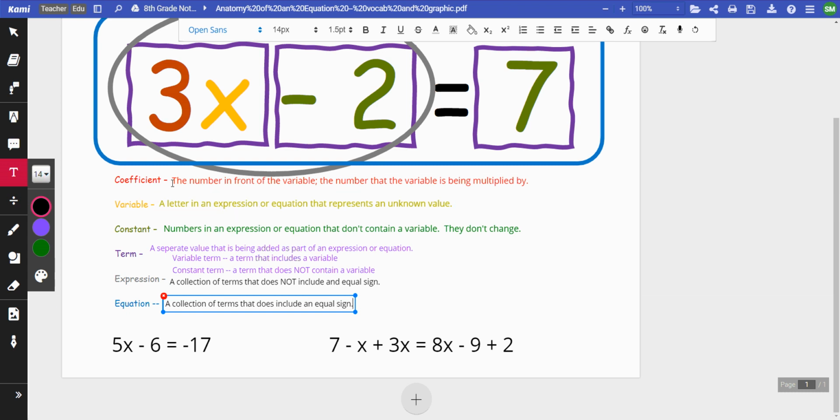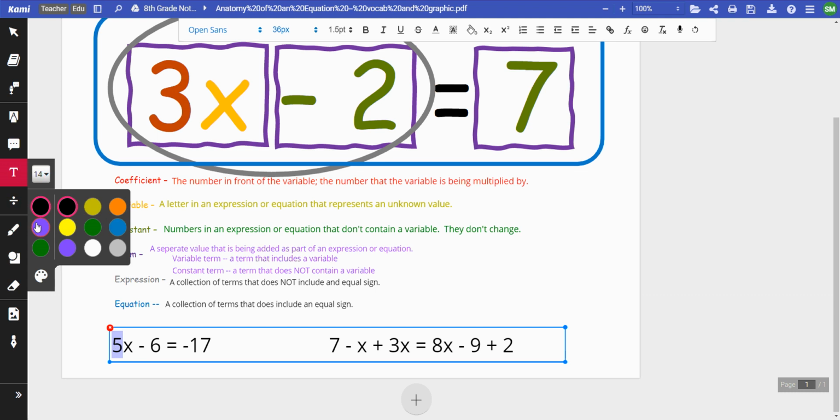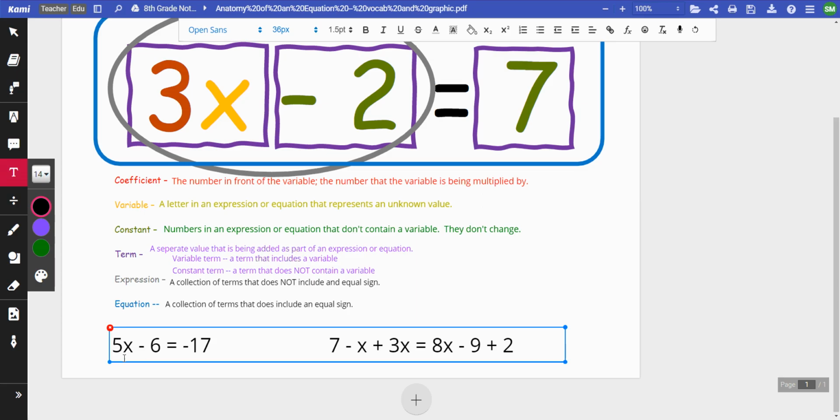First thing I want to do is I want to make my coefficients red. So let's see. Here, a coefficient is a number in front of a variable. So here I've got a 5 in front of this variable. Oh, I'm going to have to go down here and get red. Yep, so I'm going to make that red. That 5 is a coefficient. It's the number in front of a variable.